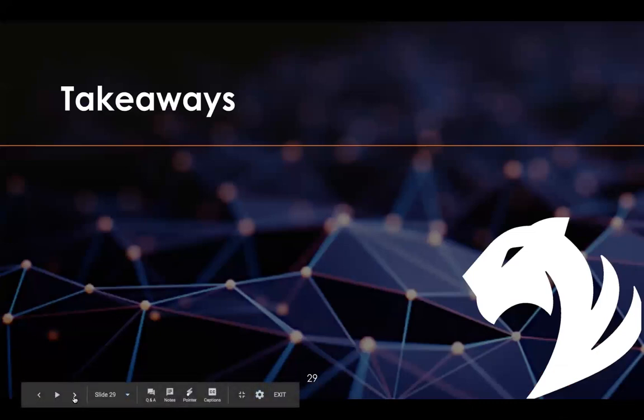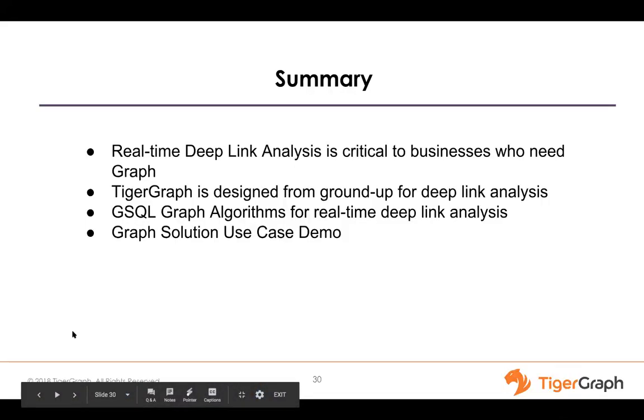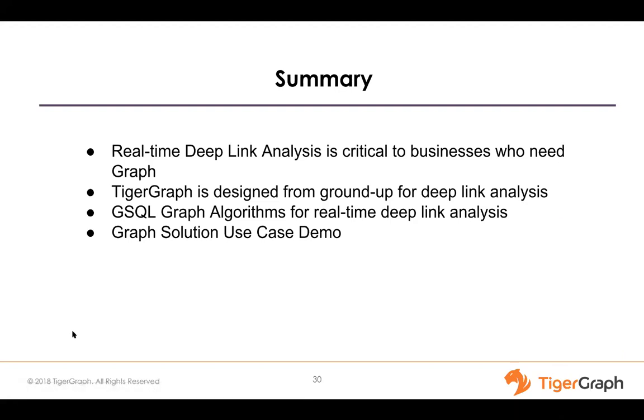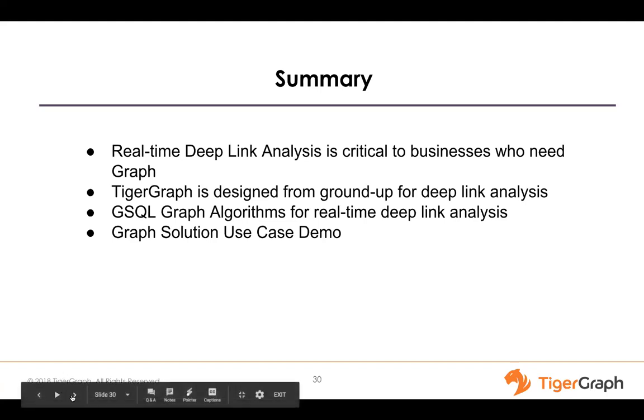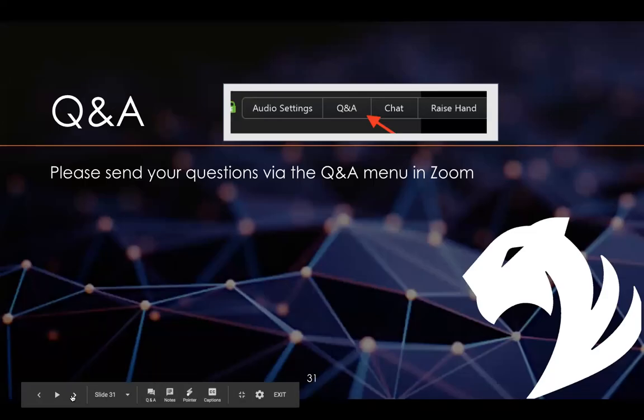I just want to recap what we talked about in this webinar. So we first talked about how real-time deep link analysis is very critical to businesses who need graph solutions. Then we also mentioned how TigerGraph is designed from the ground up for this real-time deep link analysis. And we also demonstrated the GSQL graph algorithms and some of the specifications for different algorithms that enable you to do the deep link analysis. And Hui-Ting went through a few of the use case demos, which is very insightful to all of us. Next, let's go to question and answer.